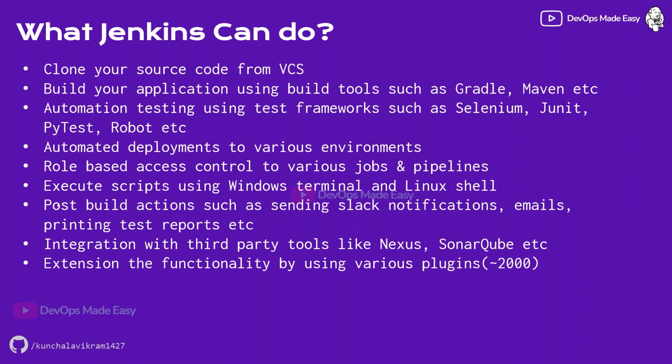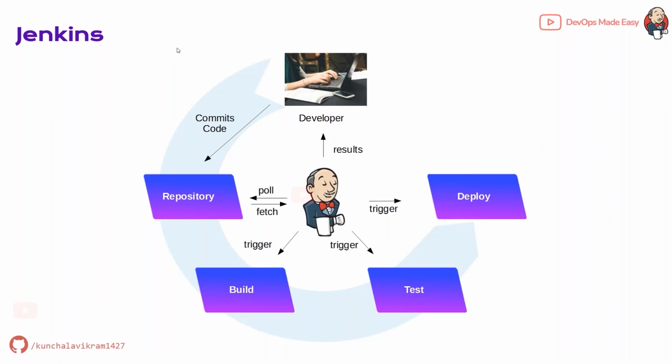It can also execute shell scripts. Remember, as I said, it is an automation server. It can run your shell scripts, some basic shell commands. Then it can also send notifications like email. It can integrate with third-party tools like Nexus, SonarQube, Jira. So it has vast plugin support, nearly 2000.